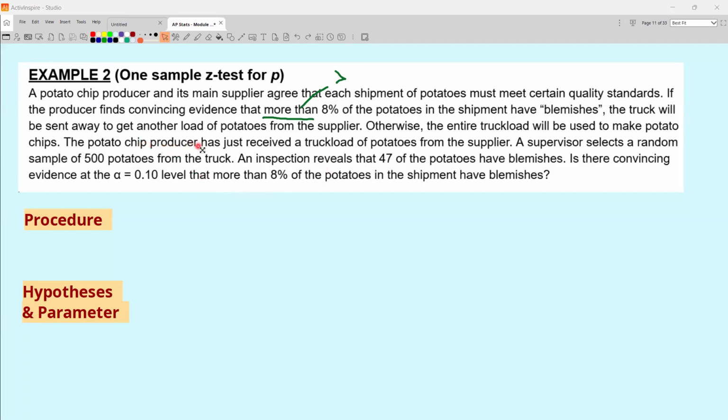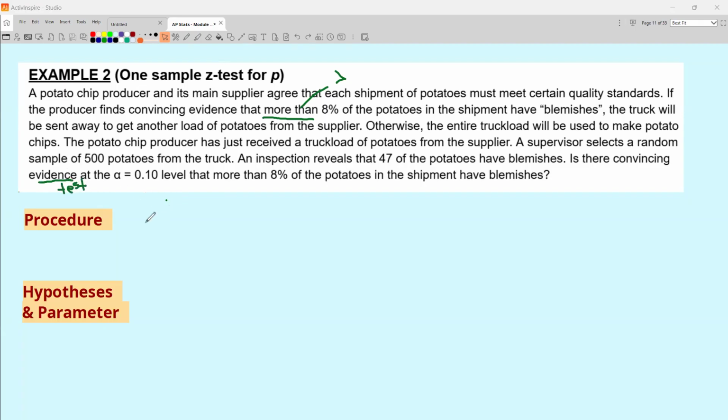The potato chip producer has just received a truckload of potatoes from the supplier. A supervisor selects a random sample of 500 potatoes from the truck. An inspection reveals that 47 of the potatoes have blemishes. Is there convincing evidence at the alpha equals 10% level that more than 8% of the potatoes in the shipment have blemishes? So the first thing out of the way is we have to name what we're doing. And because we have the words, is there convincing evidence, we're going to run a test.